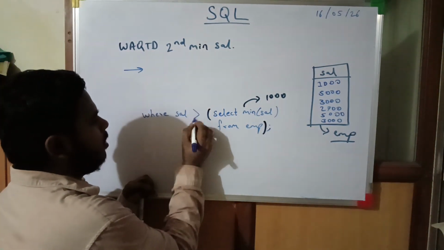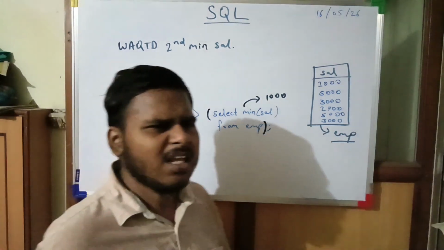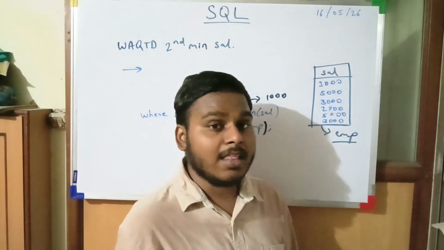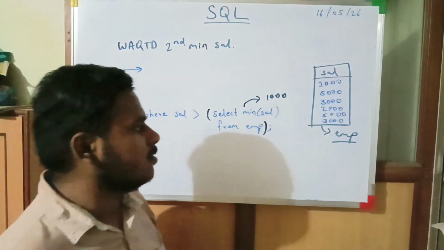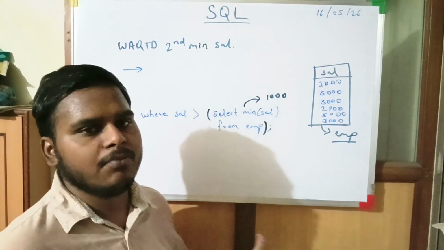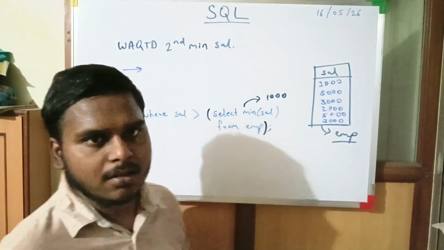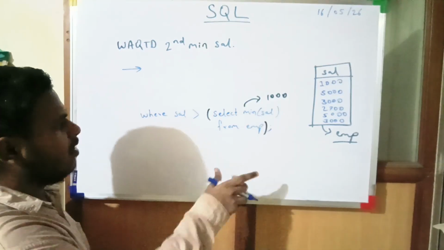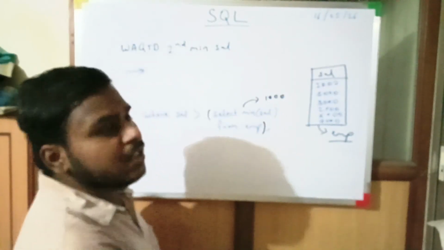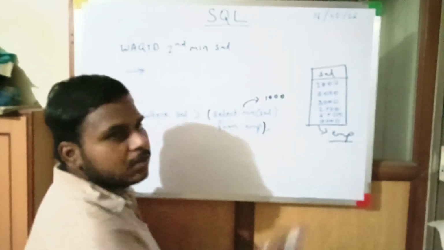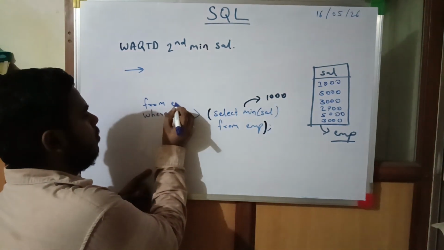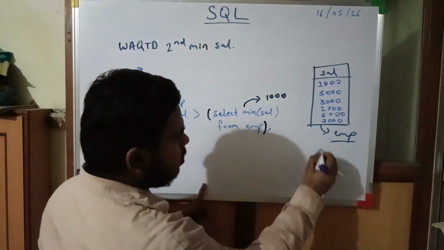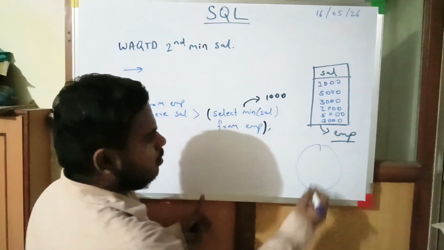Salary should be greater than. Okay, that time we have used less than, sir. At that time, I wanted to get the second maximum. Now here, second minimum is asked. Now to filter out, which one, greater than or less than? Greater than, obvious. So salary greater than. From which table do I want? Table name is what? EMP. From EMP.